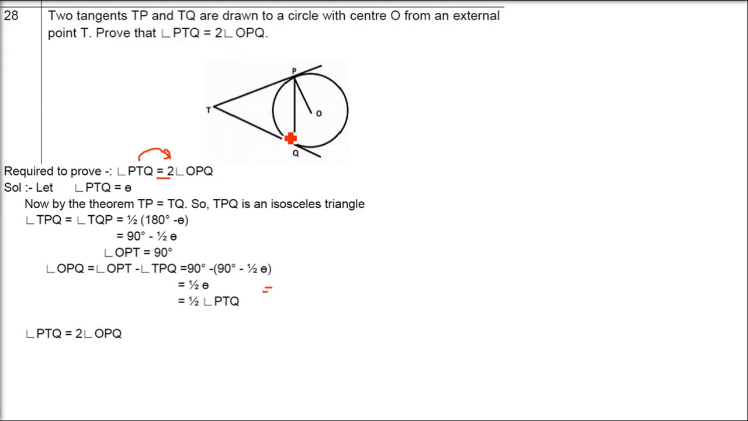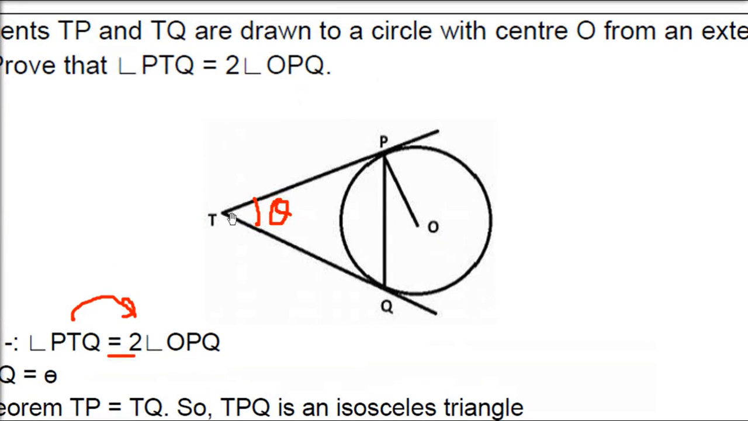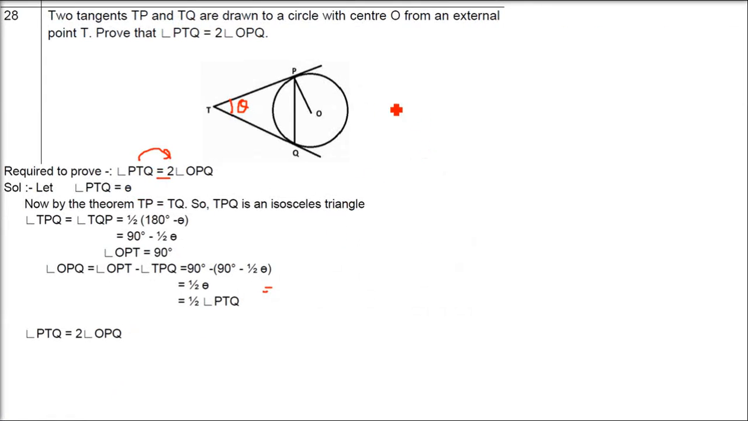There are two concepts we are going to use. We start by saying that angle PTQ, or QTP, is equal to theta. When you draw tangents from a point to the circle, these tangents are equal, as we have already seen in an earlier question. So PT and TQ are equal. Let me make a triangle first: PTQ, or QTP, or TPQ, all are the same.